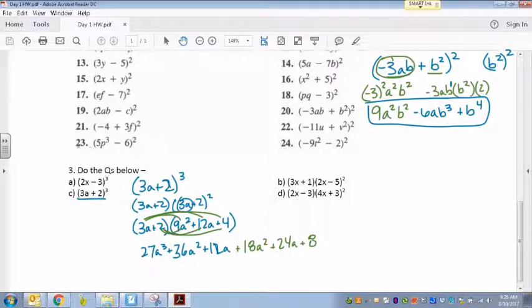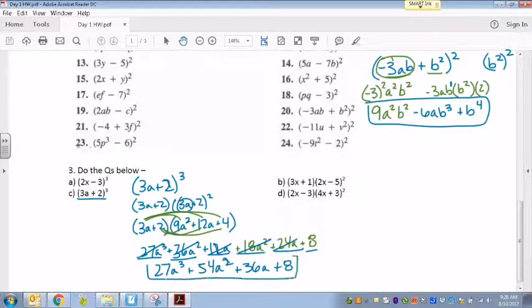All right, and then we have to combine like terms to finish it off. a cubed is all by itself, so 27a cubed. 36a squared and 18a squared gives me 54a squared. 12a plus 24a is 36a. And then 8 is all by itself. All right, so notice how A and C on this last set of problems are basically going to work out the same as B and D. So do the shortcut with the squared binomial and then do it the long way to finish it off and wrap it up. So this is how you multiply with binomials and trinomials.